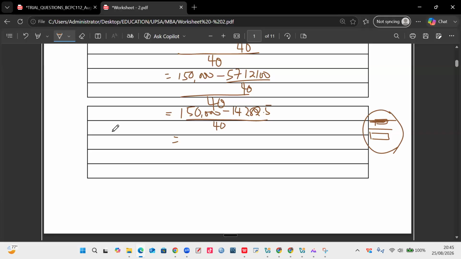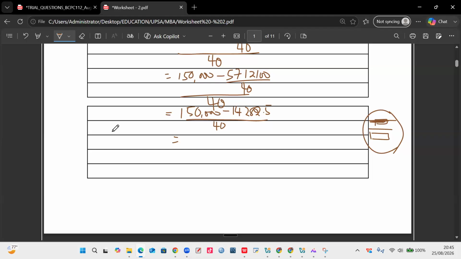Have you all done it? Yes. Now come down. Press the bottom arrow. It will come to the box at the bottom, which is the denominator. Then you press the 40. Then press equals.